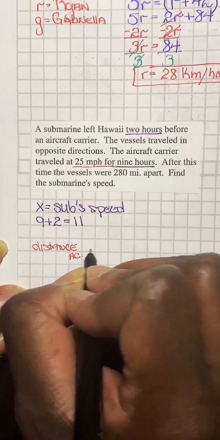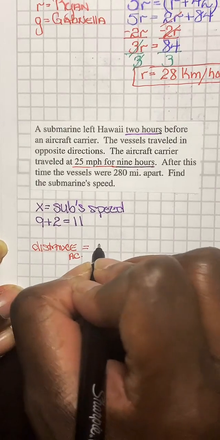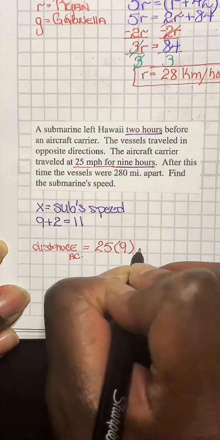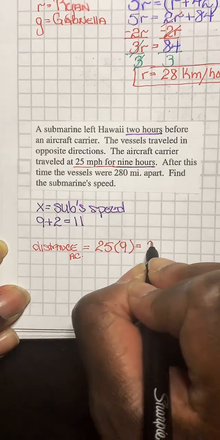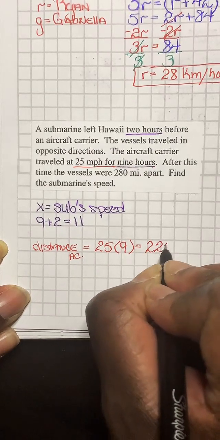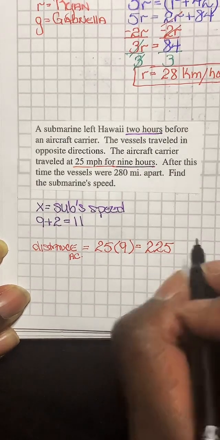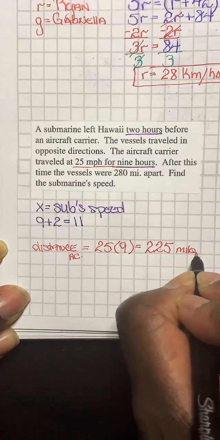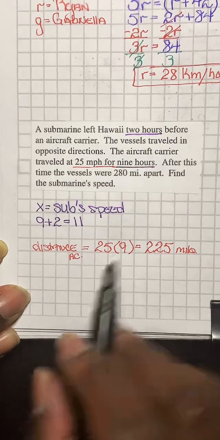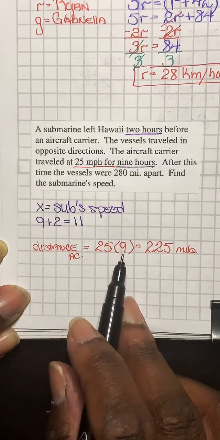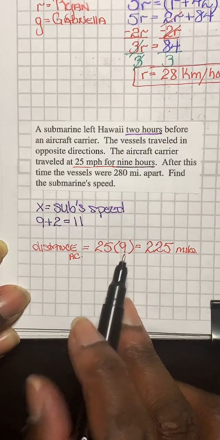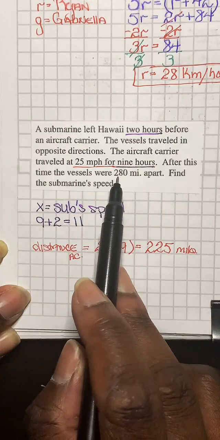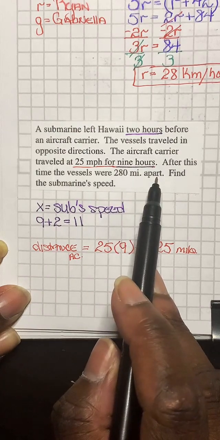And I'm going to call it AC for the distance. So that was 25 times 9. And 25 times 9 gives me 225. So 225 miles. All right. Because it was 25 miles per hour and they traveled like 9 hours. But they're saying after this time, the vessels were 280 miles apart.